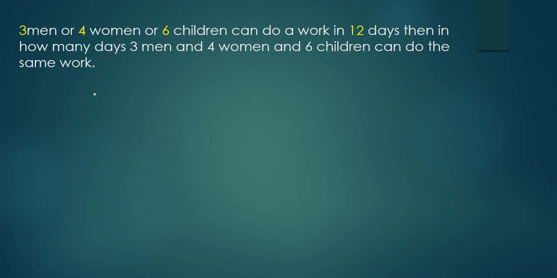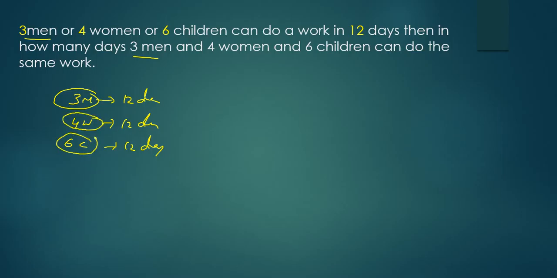Next one. 3 men or 4 women or 6 children can do a work in 12 days. It means 3 men can do a work in 12 days, 4 women can do a work in 12 days, 6 children can do a work in 12 days. Then in how many days can 3 men, 4 women and 6 children do the work? Here, what is the given information? It means efficiency of 3 men equals efficiency of 4 women equals efficiency of 6 children.